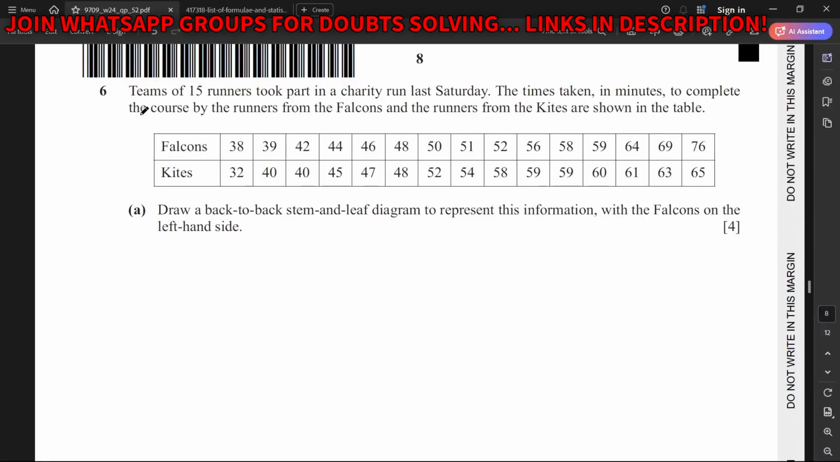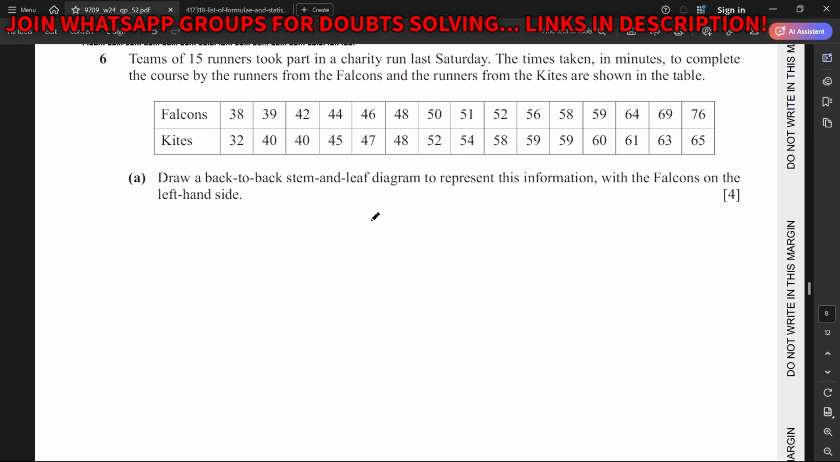And now for question 6. Teams of 15 runners took part in a charity run last Saturday. The times taken in minutes to complete the course by the runners from the Falcons and the runners from the Kites are shown in the table. We have to draw a back-to-back stem and leaf diagram to represent this information with the Falcons on the left-hand side. So we are going to keep the Falcons on the left, Kites on the right, and it's going to be something like this.